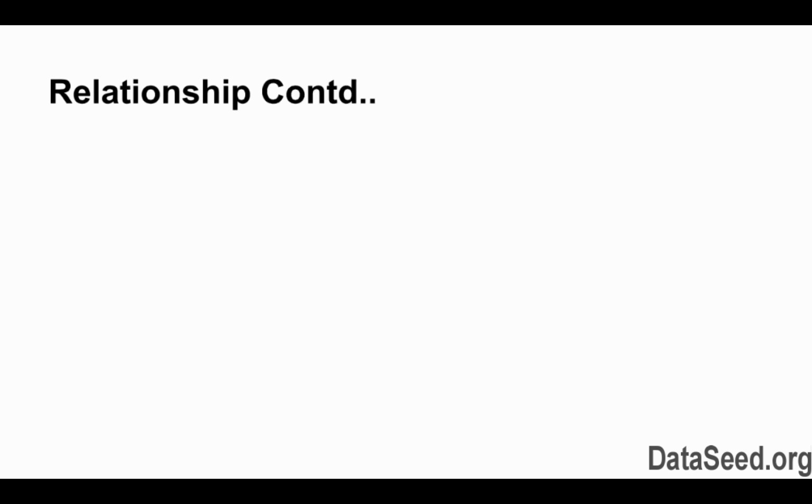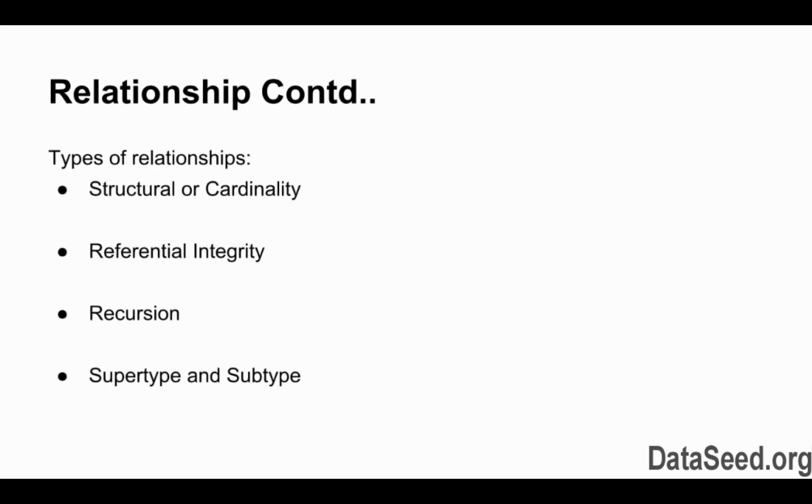There are different types of relationships. We have structural or cardinality, we have referential integrity, and then we have recursion and subtype. We will talk about these in the subsequent slides.